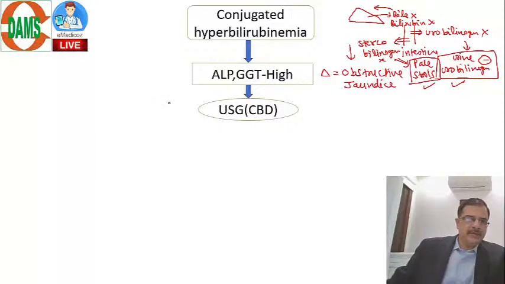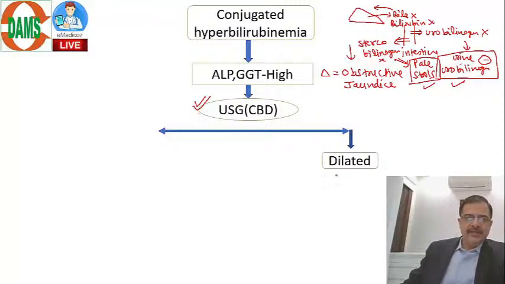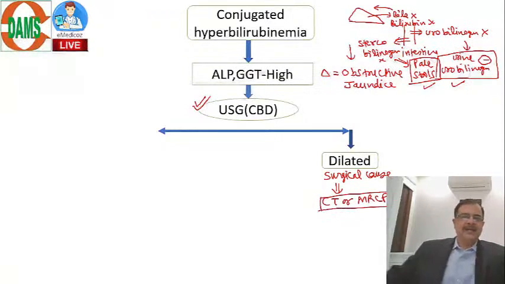Many times this question has come: what will you do next for obstructive jaundice? So ultrasound, the common bile duct will be seen, and if the bile duct is dilated, that means it is a surgical cause. Some extrahepatic obstruction is there, and then you have to go for a CT or MRCP if there is a dilatation.